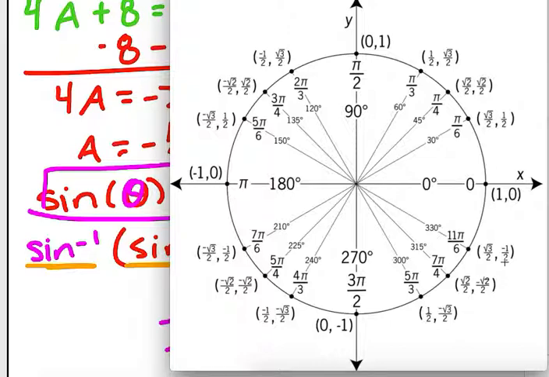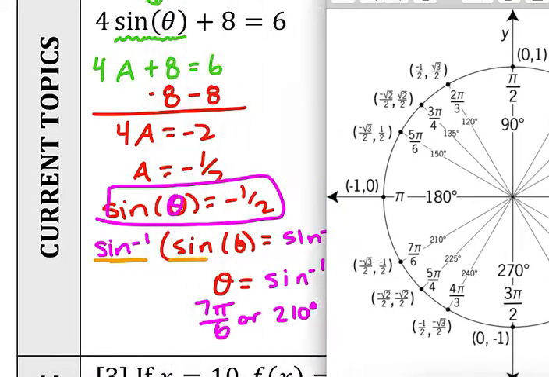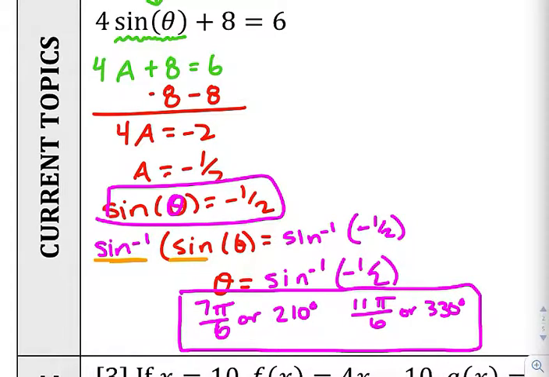Or 330 degrees. Okay, and so let's flip this unit circle away. And so I recorded that thinking off screen. And so we actually have 2 answers for theta. We can have 7 pi over 6 or 210 degrees if you prefer degrees, or it could also be 11 pi over 6 or 330 degrees.